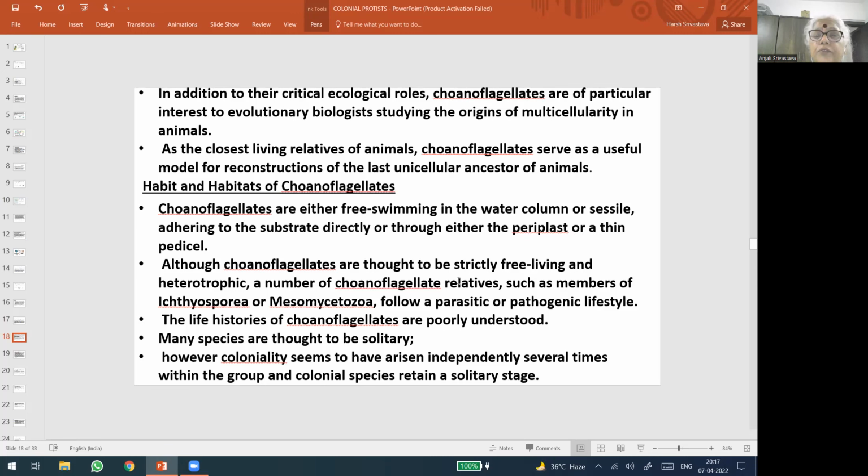They are thought to be strictly free-living heterotrophs. A number of choanoflagellate relatives, such as members of Ichthyosporea or Mesomycetozoa, follow a parasitic or pathogenic lifestyle also. There are a few choanoflagellates showing a pathogenic or parasitic lifestyle that also live in groups.